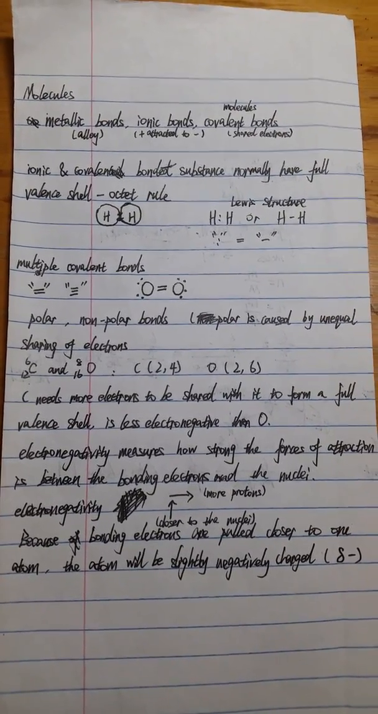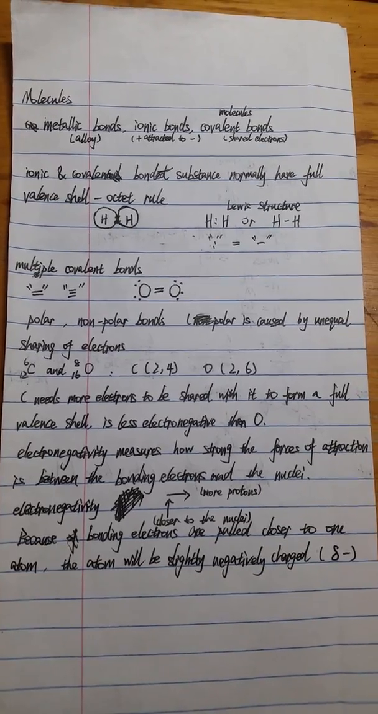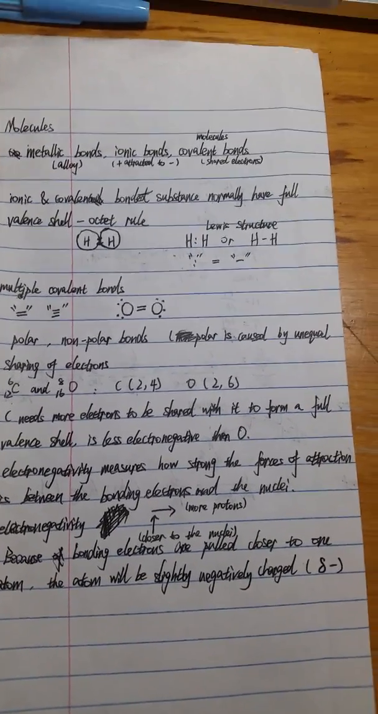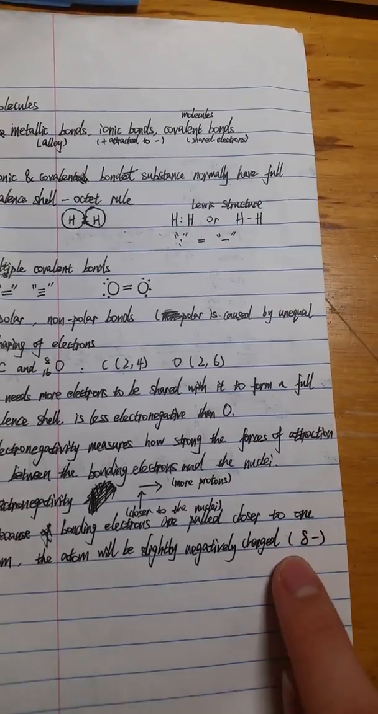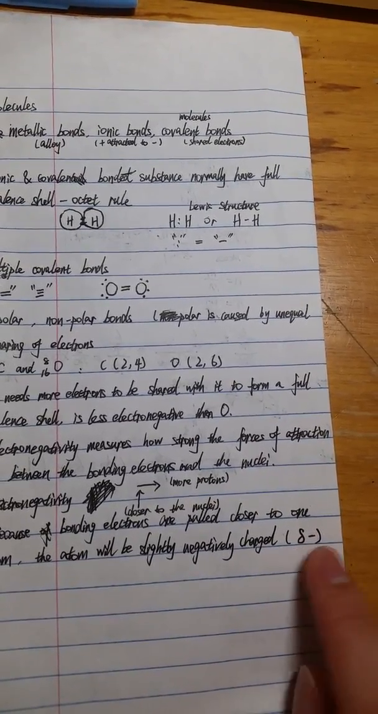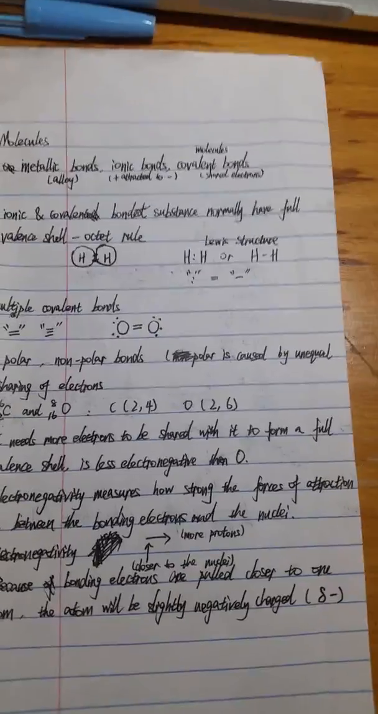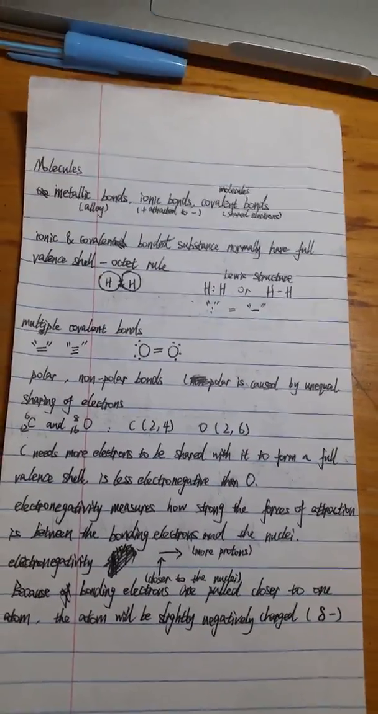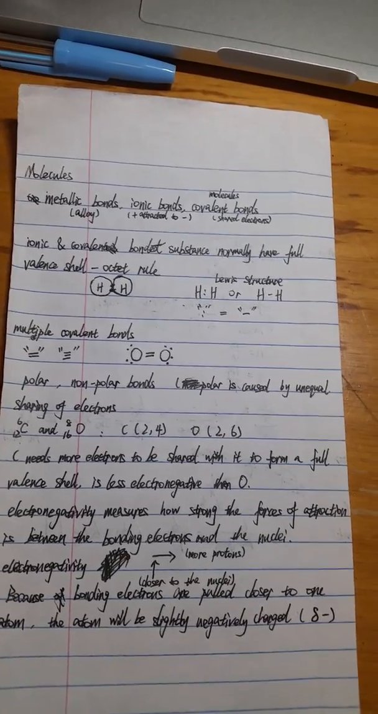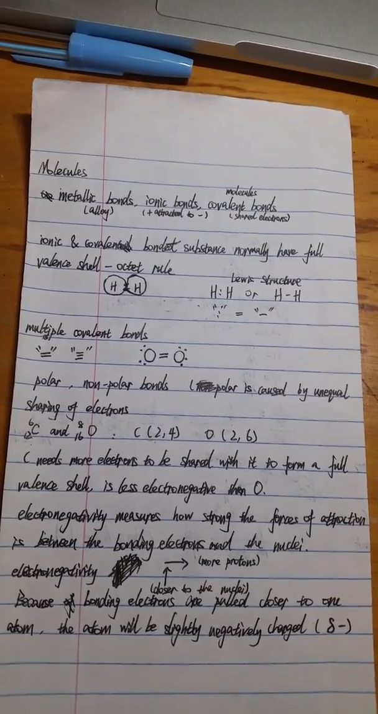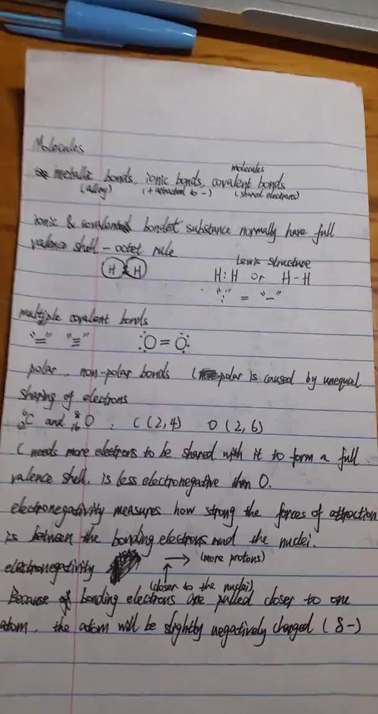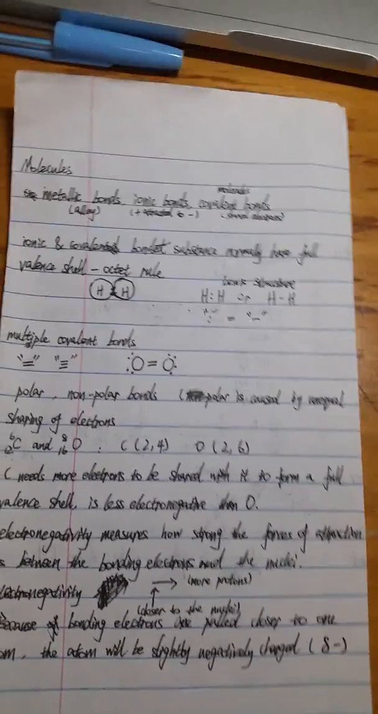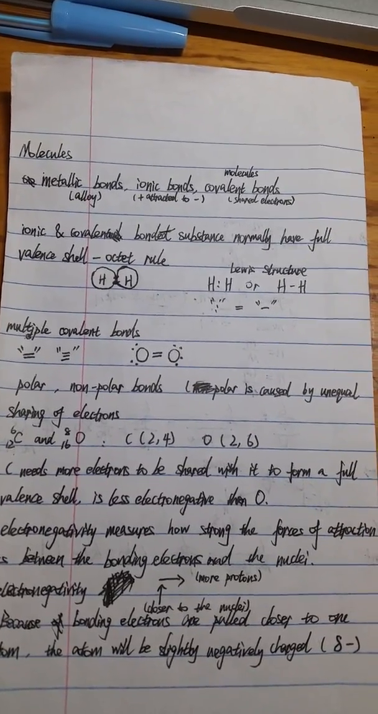And because bonding electrons are put closer to one atom, the atom will be slightly negatively charged, represented by this symbol, delta negative. Similarly, because bonding electrons are put further away from one atom, that atom will be slightly positively charged, represented by delta positive.